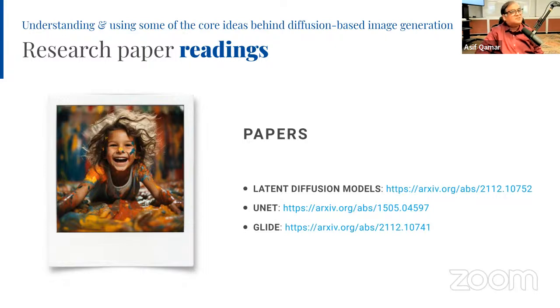So these are the 3 papers we are going to study today. And please do study them. I should have changed the order. Study UNet first, Glide second, and latent diffusion model, which builds upon both of these, last. The diffusion model is the crown jewel that builds upon these foundations.